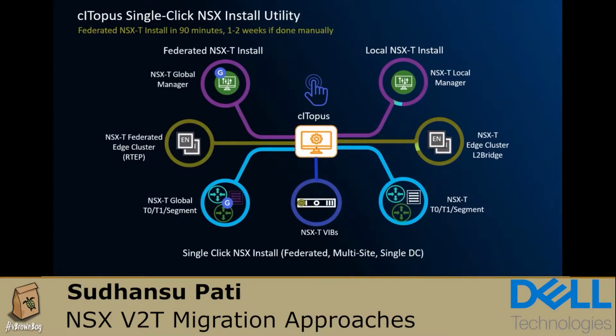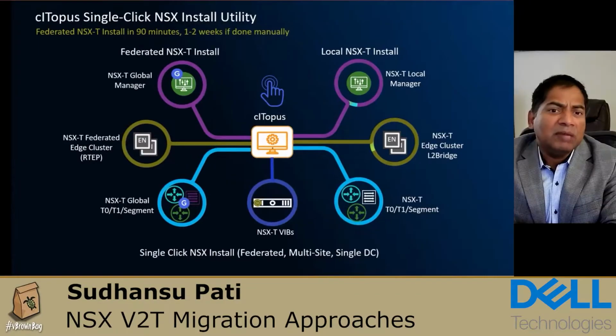Essentially, you'll have to install and configure the NSX-T environment based on your target architecture, which could be a multi-site or federated architecture. To make things absolutely simple and easy for you, the cITopus single-click install utility performs this task completely automated, where time can be spent manually a week or two. The cITopus single-click NSX install utility takes all this information into an Excel spreadsheet. I press one button, and all of the NSX components are deployed into multiple data centers, including global managers, local managers, edge clusters, RTEP, T0, T1, segments, VIBs, all of them in a single button click.